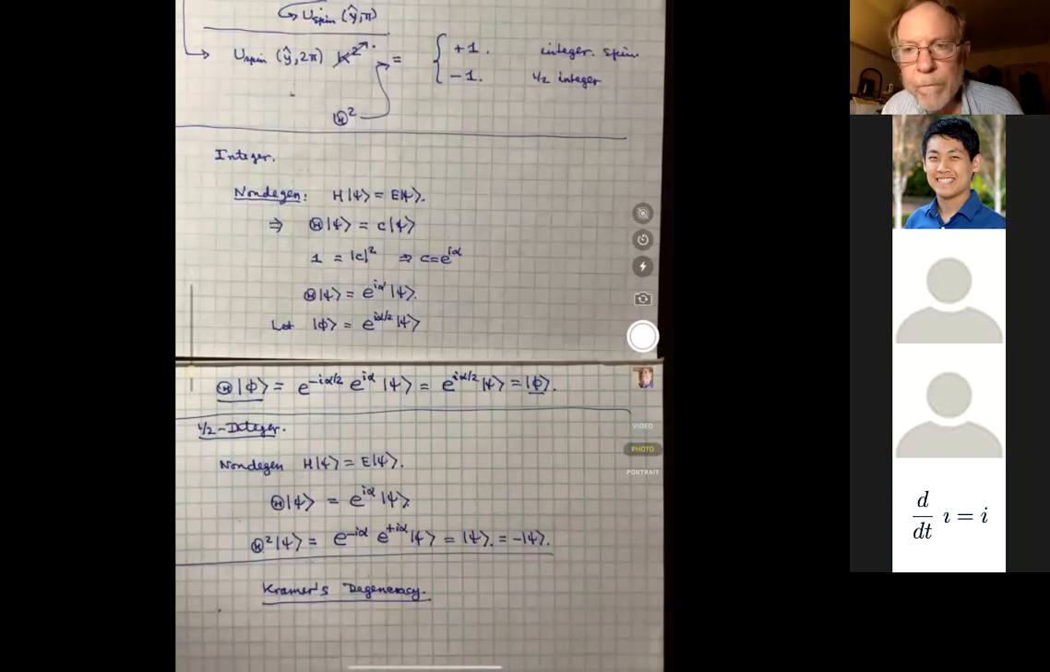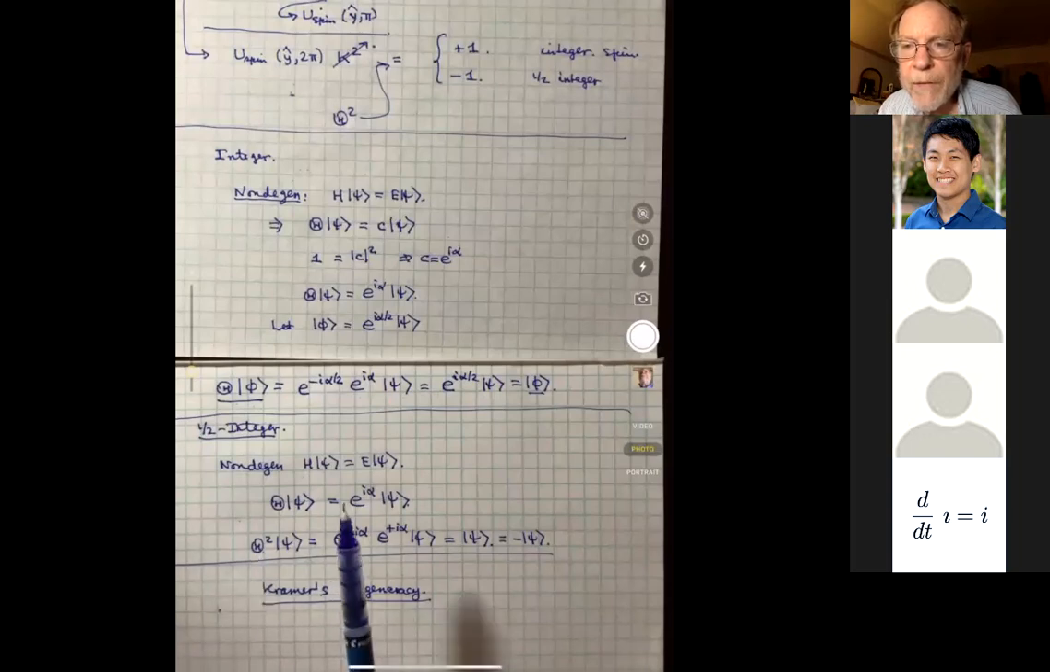Does that explain it? I think I'm just having trouble seeing where the difference is between the integer and the half integer cases. So in the integer case, we defined a new phi by pulling out e to the i alpha over 2 psi. Where did that come from? We change the phase convention of that state, and by doing so, we end up with a new state, which is invariant under time reversal. So why can't we do that for the half integer case?